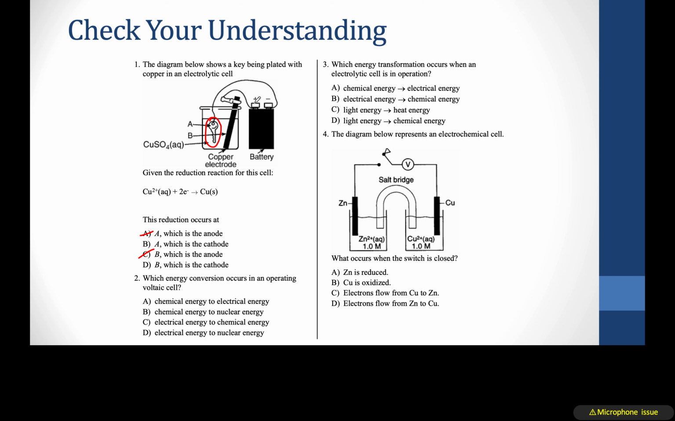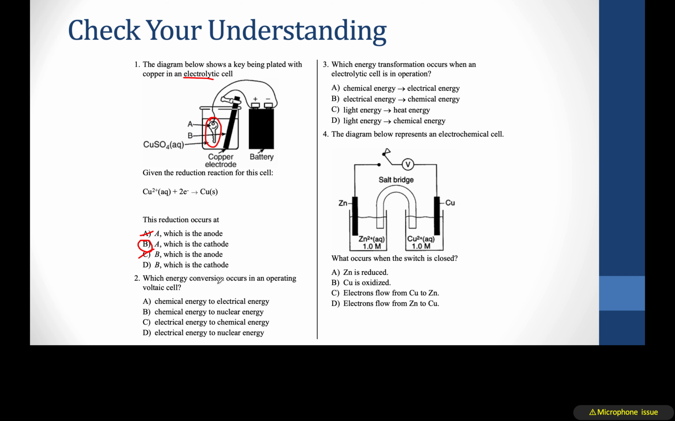The anode is positive in an electrolytic cell. All right? So the answer here has to be, right, reduction occurs at A, which is the cathode. Okay? Got to use all the tools here, everything it gives you.